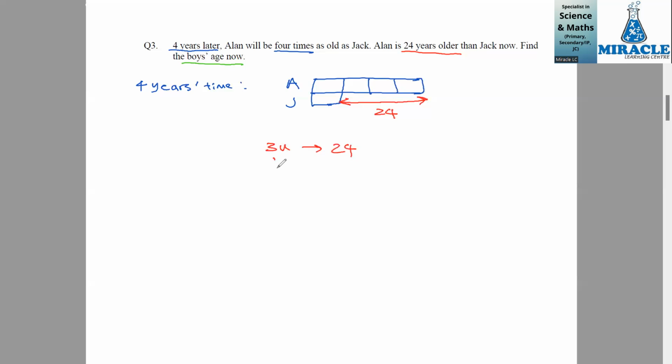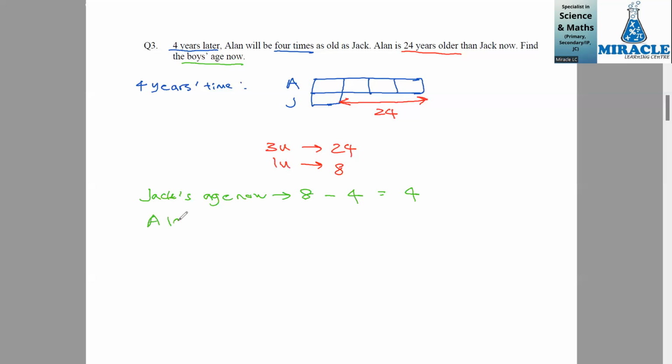So we can find the value of 1 unit, which is 24 divided by 3, and this gives us 8. So the question wants to know the boy's age now. So let's calculate Jack's age first. Jack's age now. So we know that this model is in 4 years' time. So Jack's age in 4 years' time is 1 unit. So now he would be 8 minus 4. And this gives us 4.